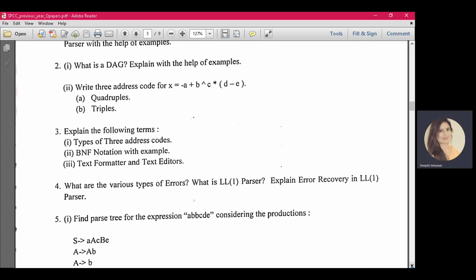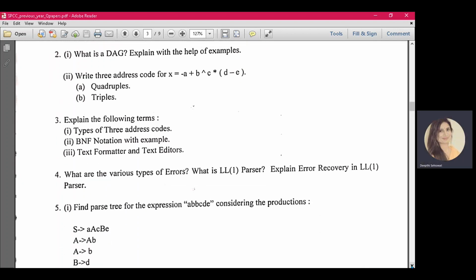Then the third part is where we have to explain the following terms. So you have to write short notes on these three terms, right? So you have to just explain around 4 to 5 lines each, and all are compulsory.